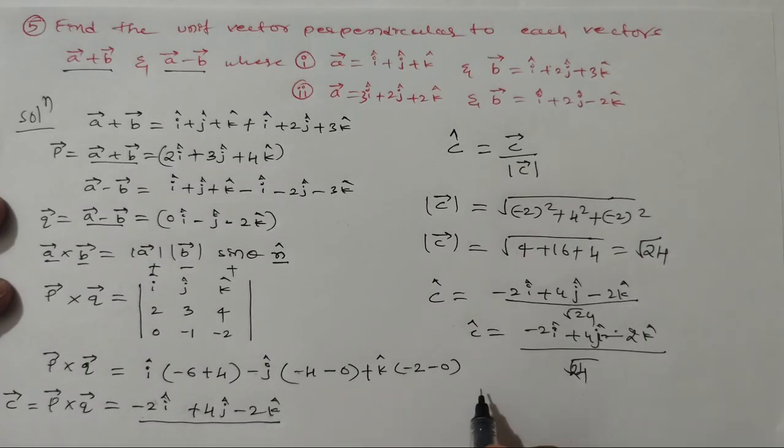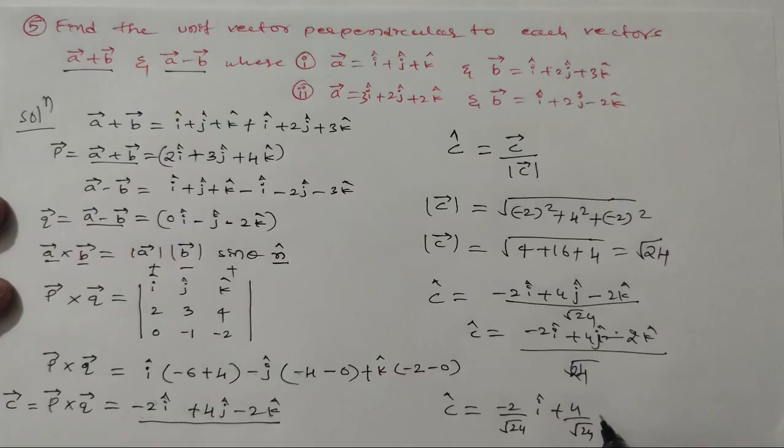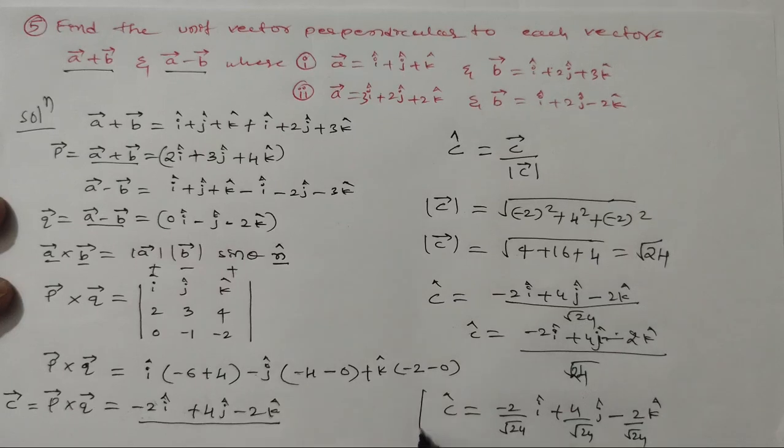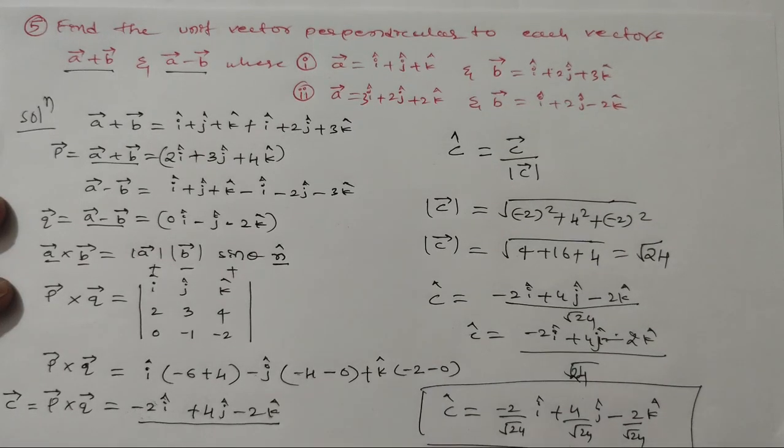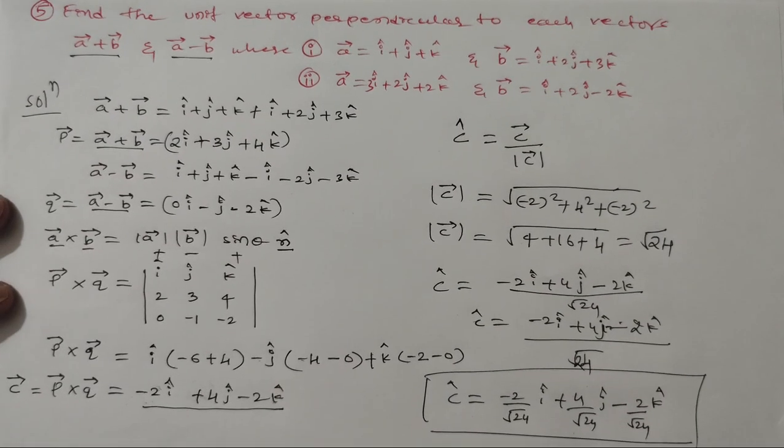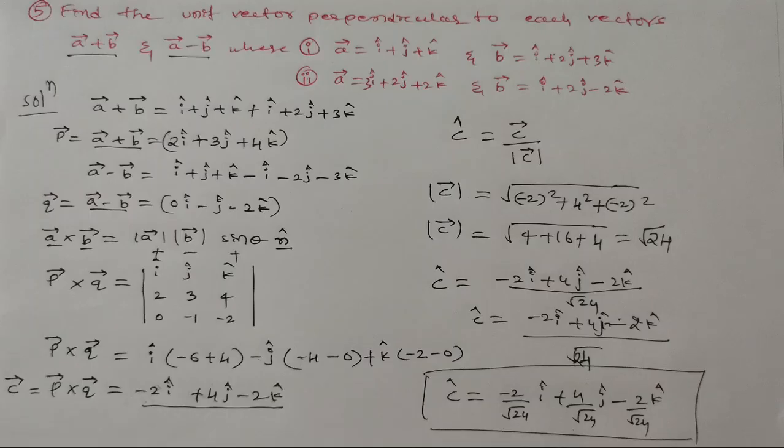Okay. So next you write the last step. c cap is equal to minus 2 by root 24 i cap plus 4 divided by root 24 j cap minus 2 by root 24 k cap. Okay, this is the unit vector perpendicular to a plus b and a minus b vector.